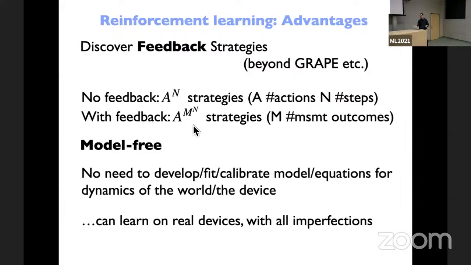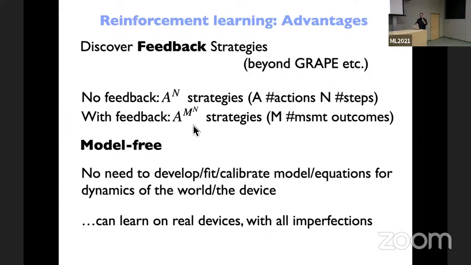But there is no need to develop or fit or calibrate such a model or the equations for the dynamics of your quantum device or the world around you. And therefore, it can also learn on real devices with all its imperfections. For example, let's say your model of the device is pretty reasonable. Of course, there is the measurement going on. The measurement has some noise. The measurement has some systematic distortions, which you may not easily know. Maybe there are complicated ways of calibrating them.